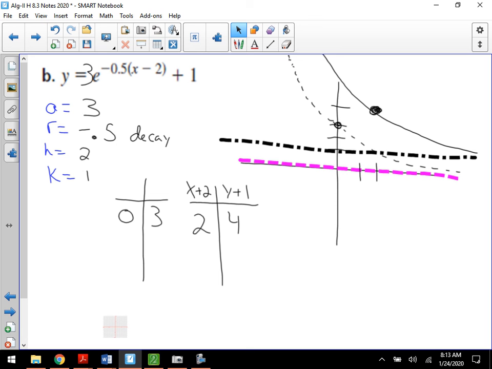But again, when we go to this one, our horizontal asymptote is at y equals 1. Our domain is all real. And our range is going to be y is greater than 1.